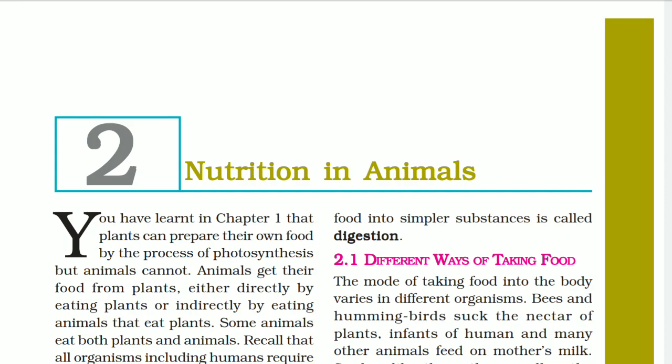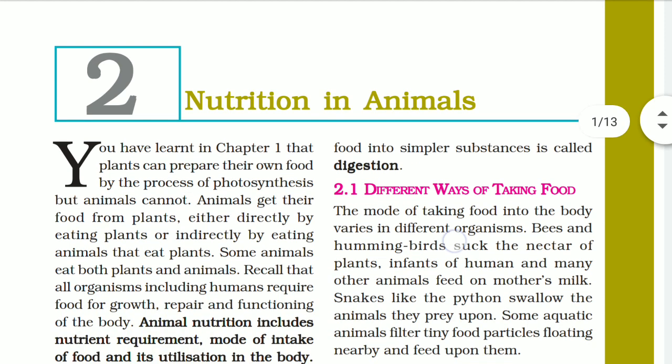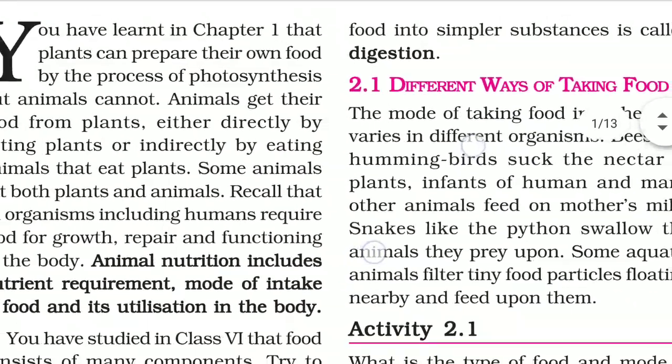This is the second chapter for class 7, nutrition in animals. You have learned in the first chapter that plants can prepare their own food by the process of photosynthesis, but animals cannot. Animals get their food from plants, either directly by eating plants or indirectly by eating animals that eat plants. Some animals eat both plants and animals.